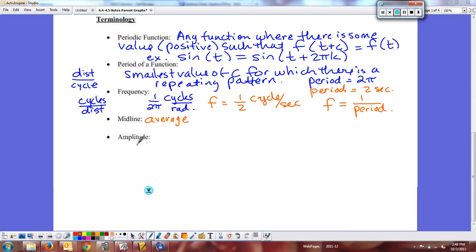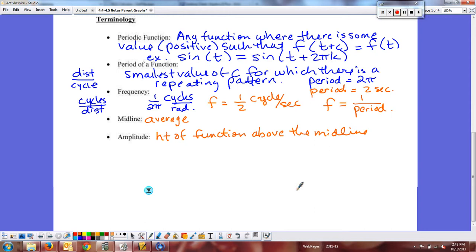And then our last terminology, and a lot of this will be a little bit more clear when I get to the actual graphs, is the amplitude. It kind of sounds like altitude, which was like height in your triangles. You can think of amplitude the same way. This is basically the height of the function above your average, the height of the function above the midline. And we'll talk about that when we take a look at our trig graphs on the next page. So let's go ahead and go to the next page.